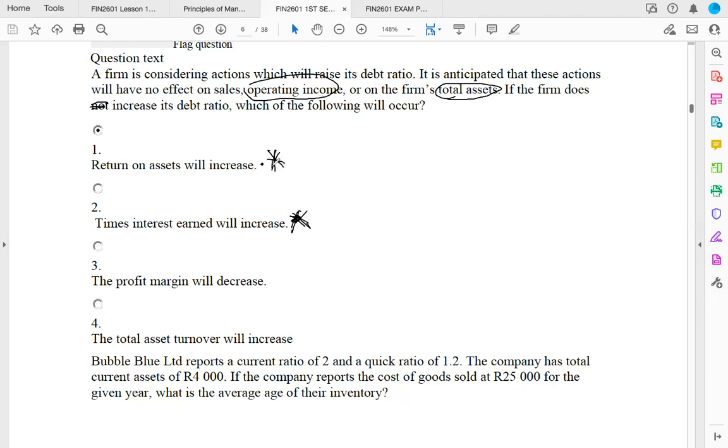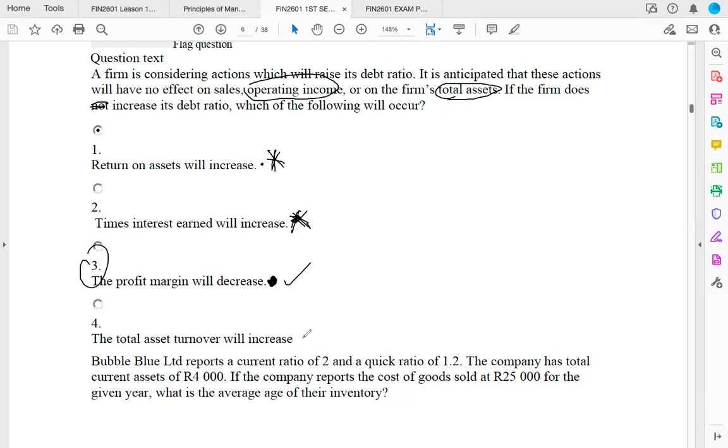Return on assets will definitely probably have to decrease due to the higher interest expense. The profit margin, yeah, this is the most likely answer here. The profit margin would decrease because you would now have a higher expense. So if the question had said if the firm does increase its debt ratio, which of the following will occur, I would pick this one.